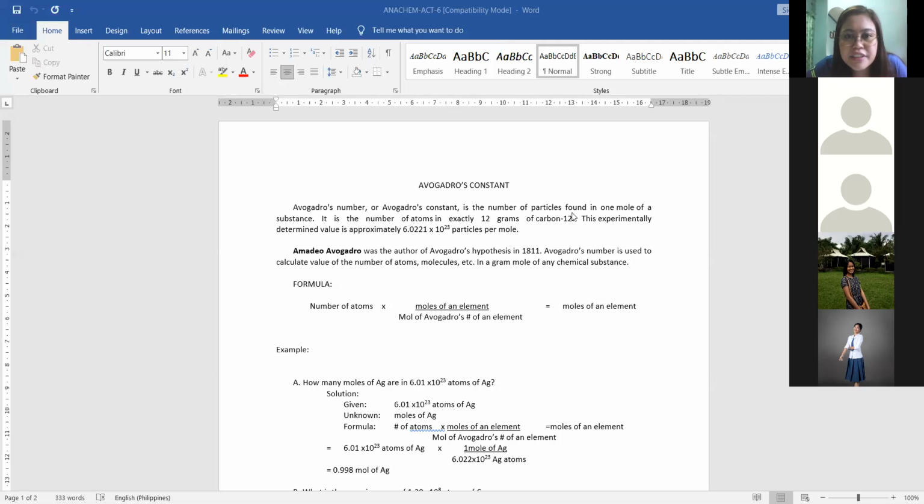Again, Avogadro's constant. Pag constant gani class, wala na siya nagabago ha. Kung unsa ang ihatag na numerical value, then that's it. You don't change it.